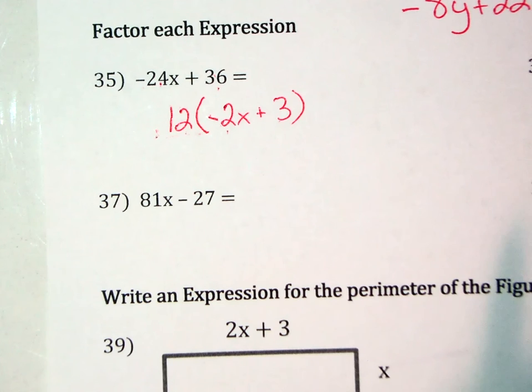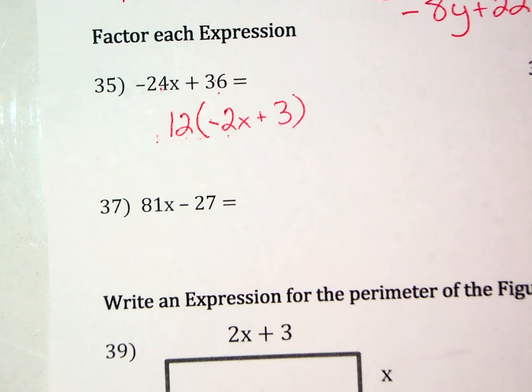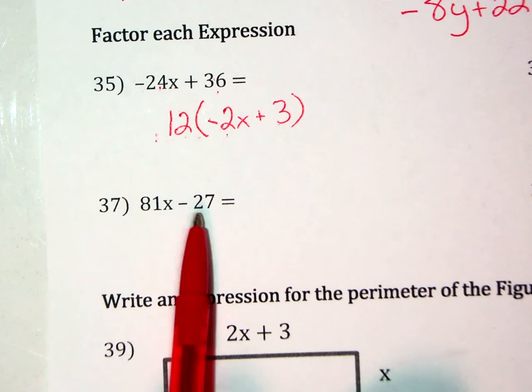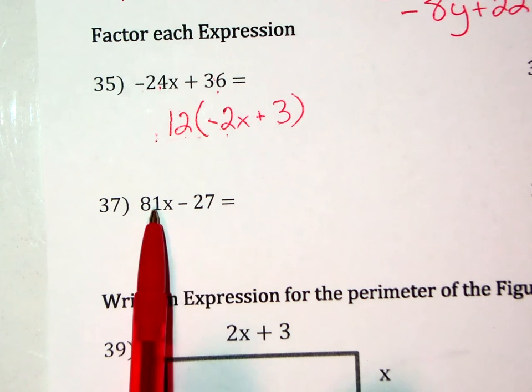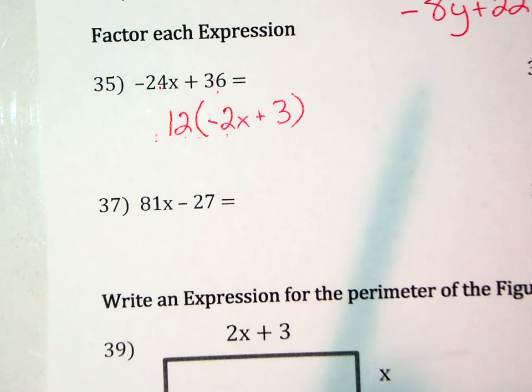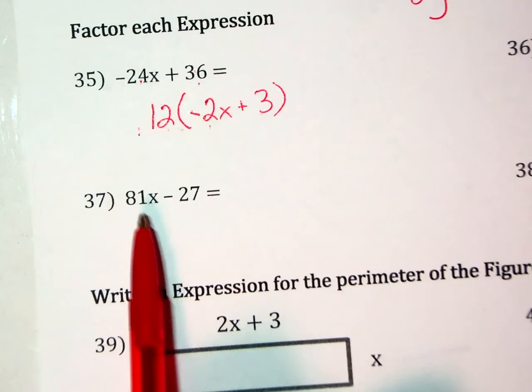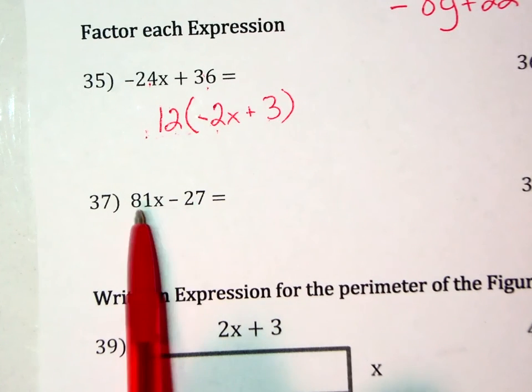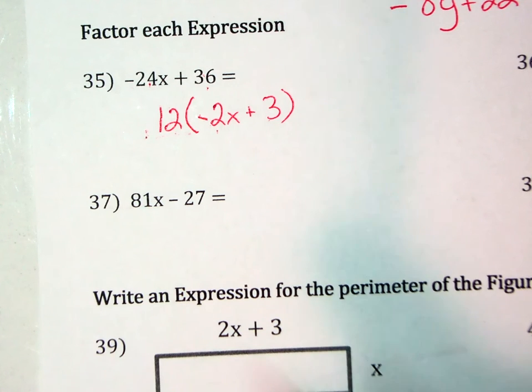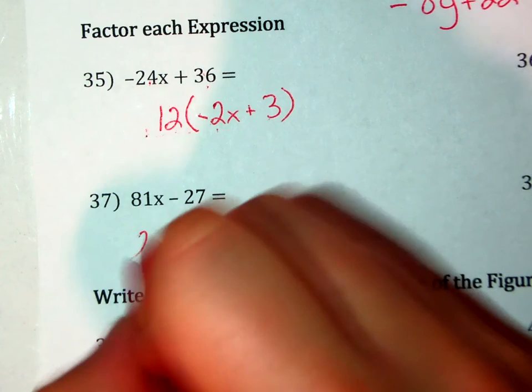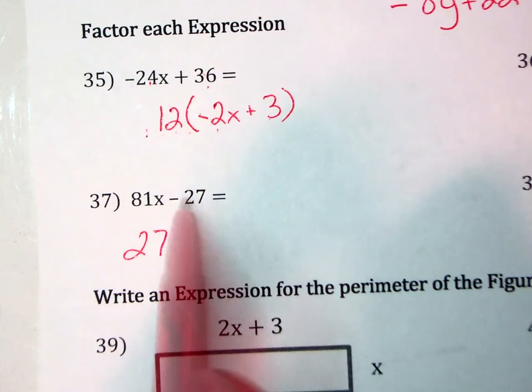37. Here I see that 9 goes into both terms. 9 goes into 81 9 times, and 9 goes into 27 3 times. But then 9 and 3 also have a GCF of 3, so there must have been a greater GCF. So let's see, 27 goes into 27, and it looks like 27 times 3 is 81. So really my GCF for this problem is going to be 27 because 27 will go into both terms evenly.